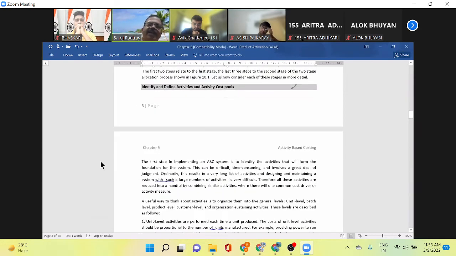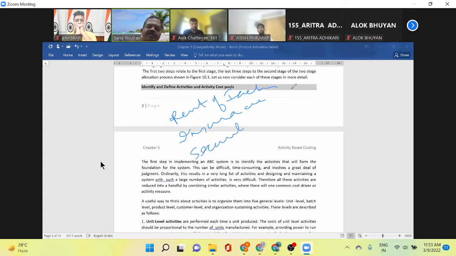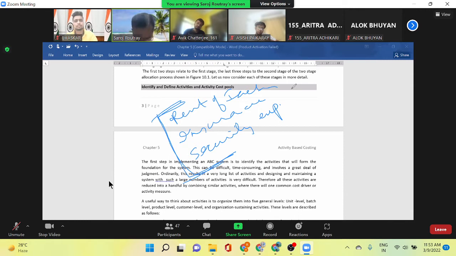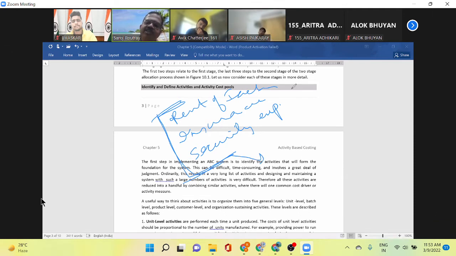If I say rent of the building, which I was discussing at the beginning, rent of factory building, insurance of factory assets, security expenses, and I said that there is no driver. Do you see any driver here? Is it driven by something? Is there any activity which drives them? No activity. So you can't charge it to the product.